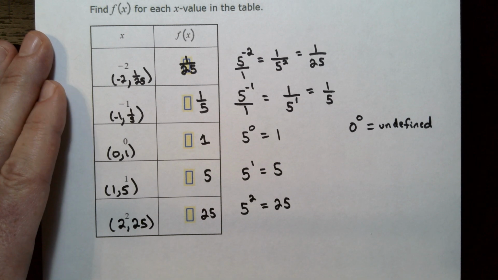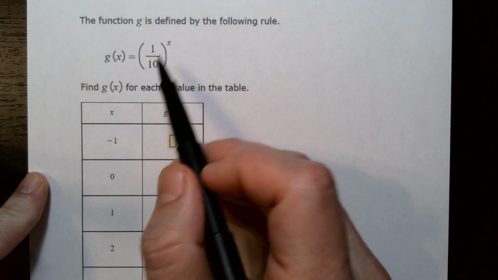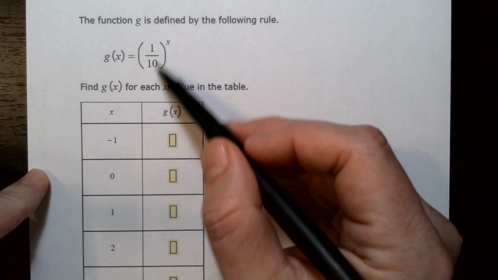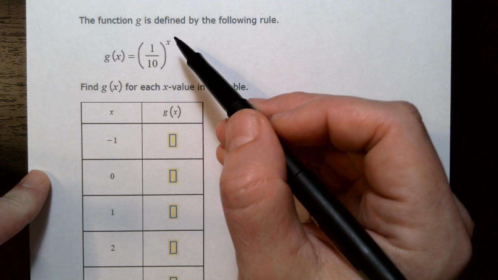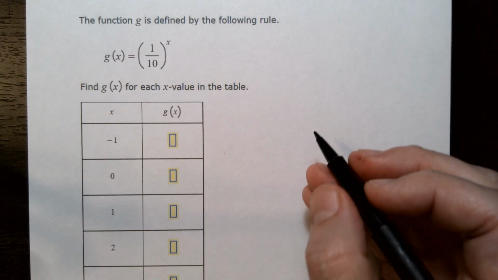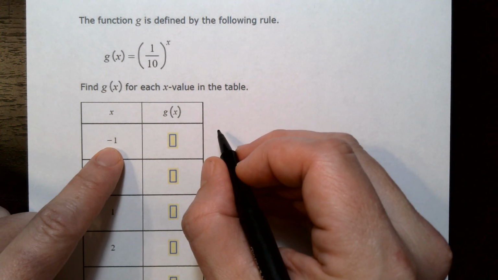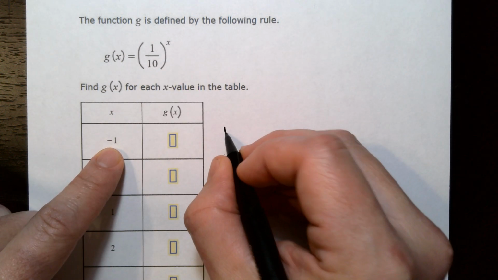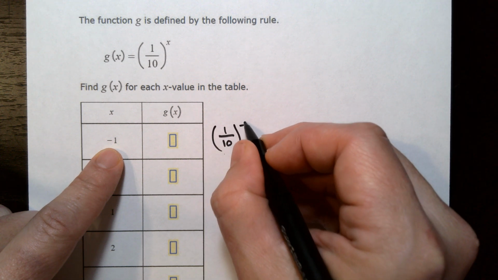Let's do one more of those. This function is defined by this rule: g of x is equal to 1/10 to the x. So this time we have a fraction on the inside. We still have the x up here in the exponent, which makes this an exponential function. So what I'm doing is I'm plugging in these numbers into that x. For the first one, I'm plugging in a -1 in place of x. So it'd be 1 over 10 to the -1.